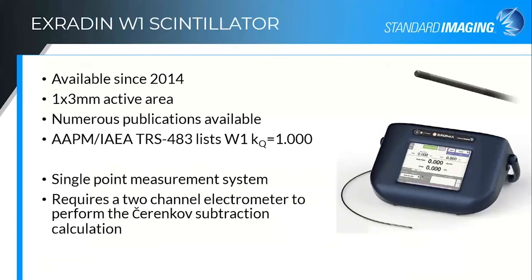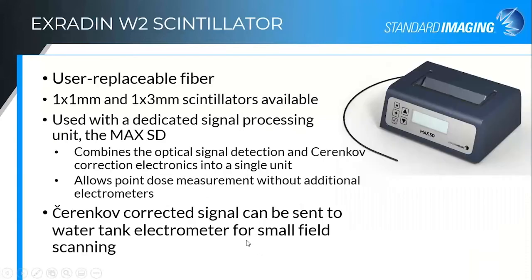The W1 still is a single point measurement system. It was designed mainly for output factor type measurements or output measurements. It does require a 2-channel electrometer like our Supermax in order to perform that Cherenkov subtraction calculation. You can do it by hand with other electrometers, but the Supermax has routines built into it, both for the characterization and dose calibration measurements, and then it will store those factors and apply them to subsequent measurements. So you just get the output in terms of either dose or that relative response with the Cherenkov removed.